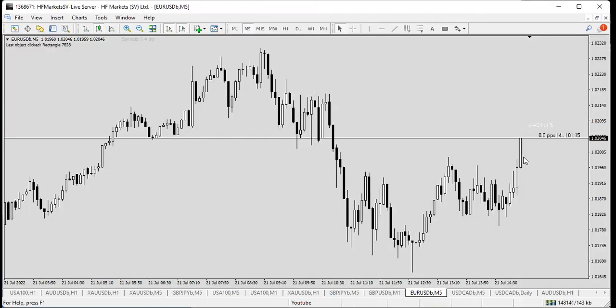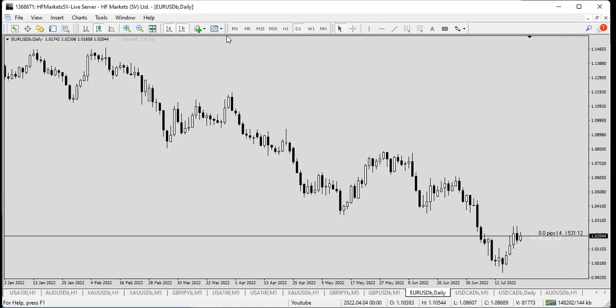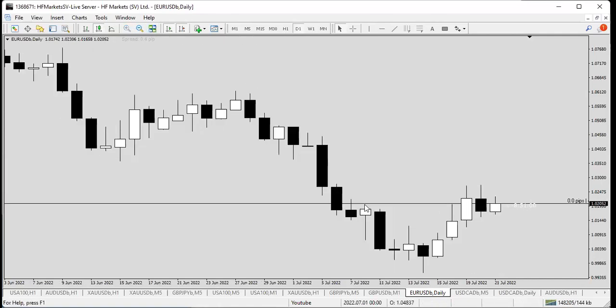Yeah, like I said, Forex pairs are going to come alive today. It just makes sense. It makes sense for Forex pairs to come alive.